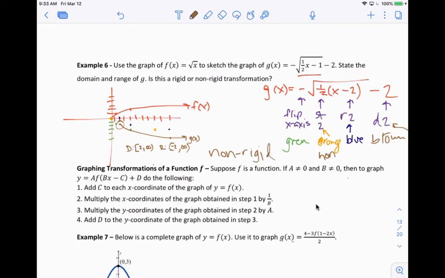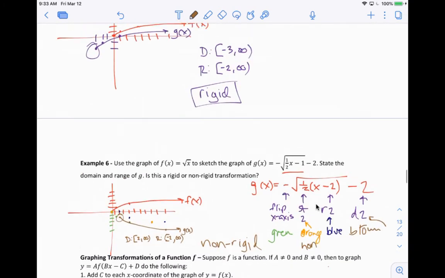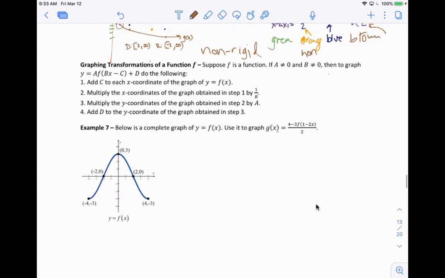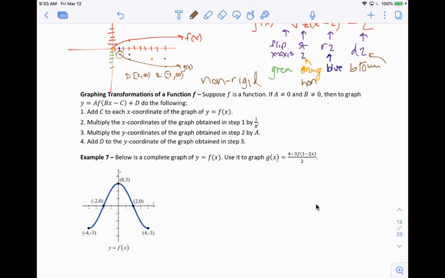Fabulous. All right, so these two problems aren't the only way you can get a transformation. What if you don't have an equation to start with? If you don't have an equation to start with, then you just reorder your ideas a little bit, okay?